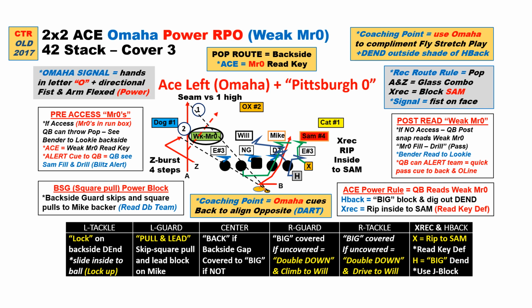We can use our Omaha hand signal to tell the back to line opposite to get this counter dash action in the backfield now for our power RPO. Same blocking concept with the X getting up to that Sam extra blocker and the quarterback reading the weak Mr. Zero.